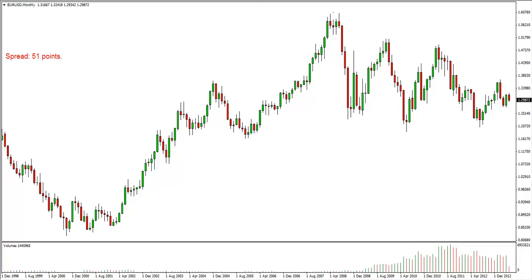Today is May 12, 2013, and we will be taking a close look at our game plan for the euro-dollar currency pair for the week of May 13th through May 17th. What we have in front of us is a monthly chart of the euro dollar, and we're going to start with our top-down analysis on this currency pair.